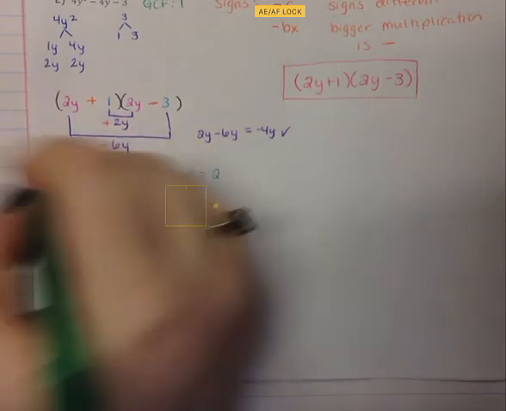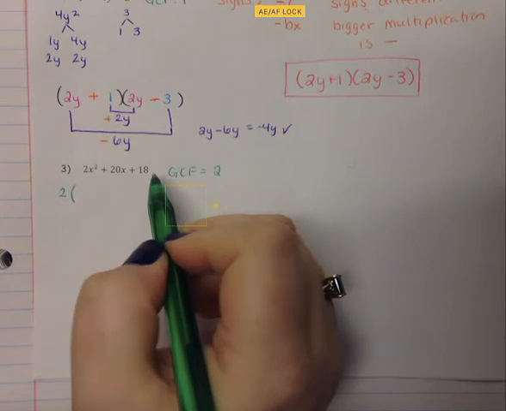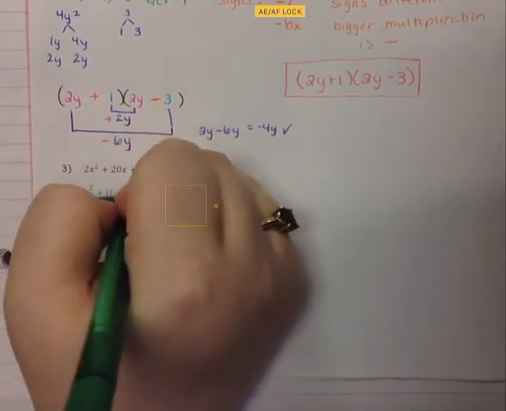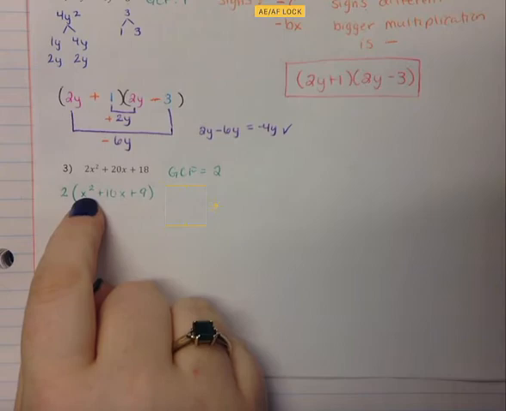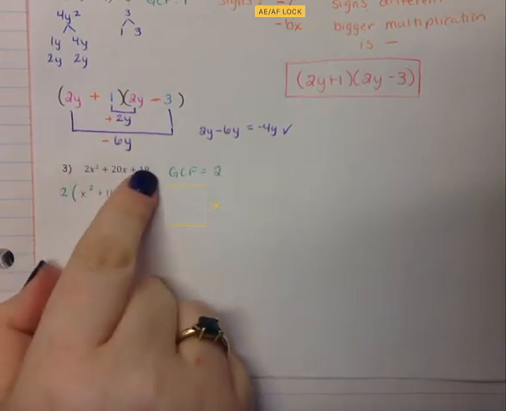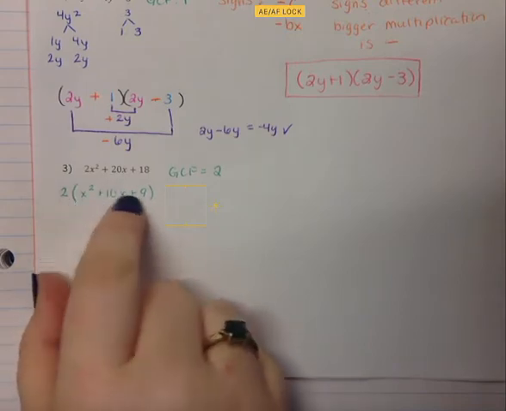We're going to have 2, parentheses. We're going to divide everything by 2. So we're going to have x squared plus 10x plus 9. So what we're going to do is now we factor the inside of the parentheses. So we're going to completely ignore the original problem. We focus only on the inside of the parentheses because this is our new trinomial.